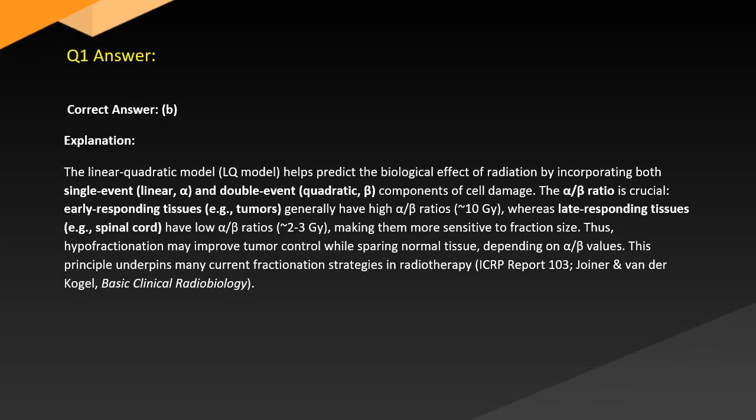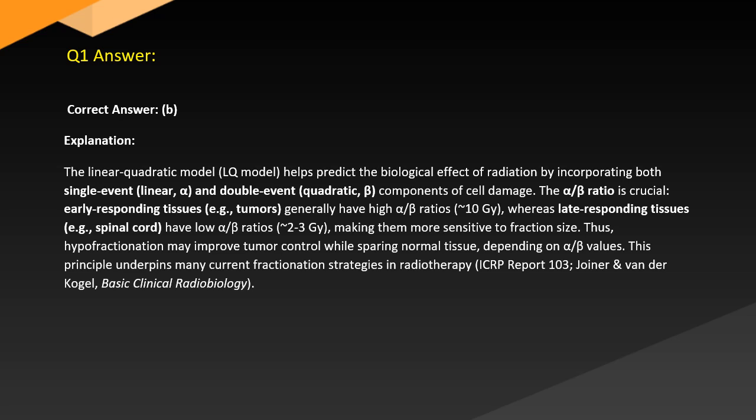Answer. Correct answer: B. Explanation. The linear quadratic (LQ) model helps predict the biological effect of radiation by incorporating both single event linear (α) and double event quadratic (β) components of cell damage. The α/β ratio is crucial.